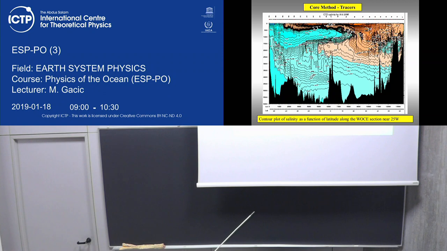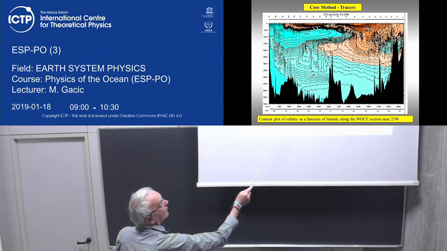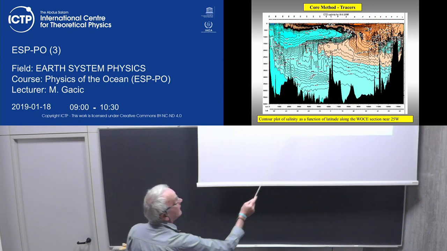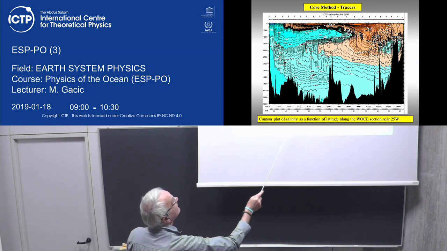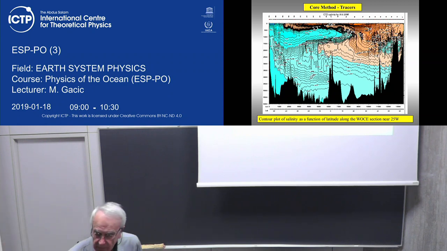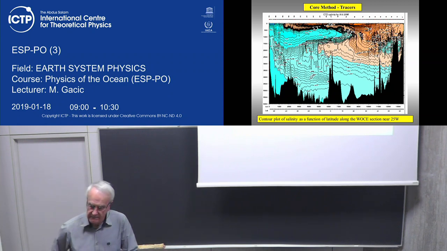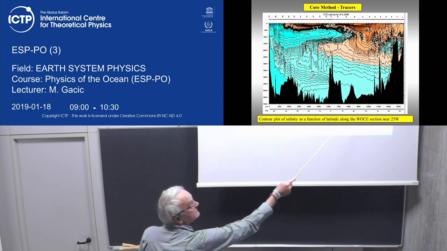And what else can we see? We can see this protruding of the high salinity water at a depth of about 1,000 meters. How can we interpret this? In order to interpret this, we have to know something about, first of all, the geography, and second, some other features. Here is the Mediterranean Sea.